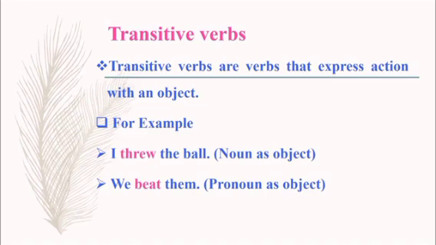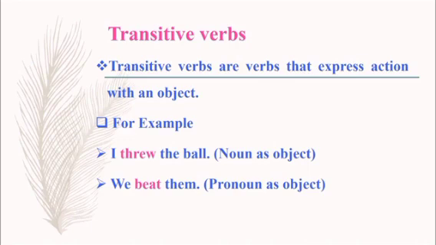For example, I threw the ball. Here, threw is a transitive verb. The ball is a noun. It is considered as an object. The next example sentence is, we beat them. Here, beat is a transitive verb. Them is a pronoun. It is considered as an object.